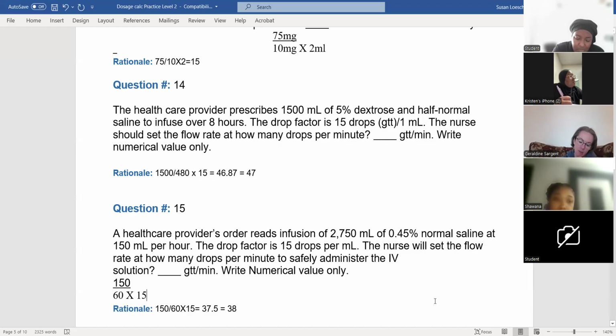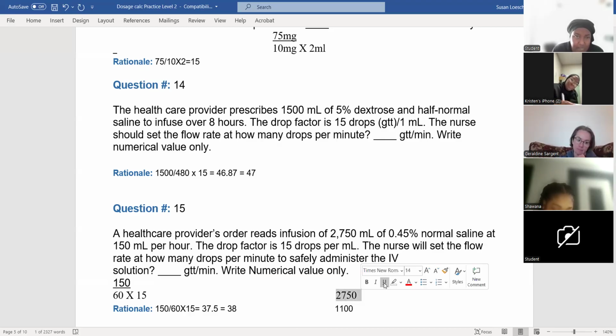Remember, for this problem, typically what we use is total volume, right? Which would be 2750 over the total time in minutes, which you just calculated to be 1100, right? You took that 18.33 times 60, that gave you 1100 minutes, correct? Yes. And now when you multiply that times your drop, do the math, 2750 divided by 1100.